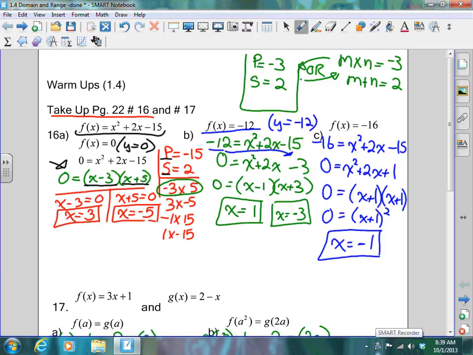Okay? So after we've taken that and brought it to the other side, we collect our terms. So we are at negative.